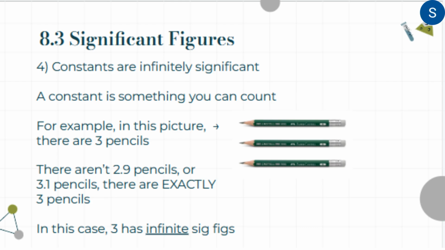And lastly, the fourth rule: constants are infinitely significant. Any non zero number is always significant. This is because a constant is something you can count. For instance, this picture shows 3 pencils, not 2.9 or 3.1 pencils, but exactly 3 pencils. So 3 has infinite sig figs, and in any case, a constant is always significant.